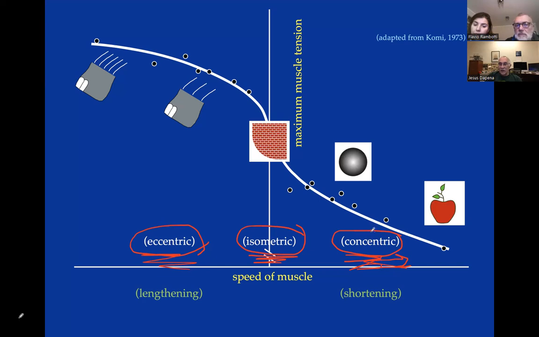So we see that in concentric conditions, the force that you can make is relatively small. In isometric conditions, the forces are larger. And in eccentric conditions, the forces are still larger. And the high jumper wants to take advantage of these muscle properties to maximize performance.